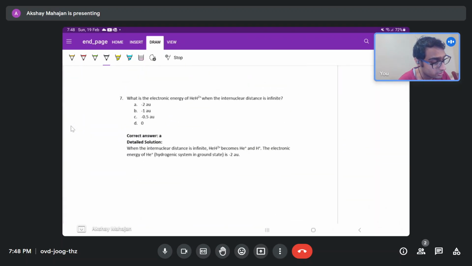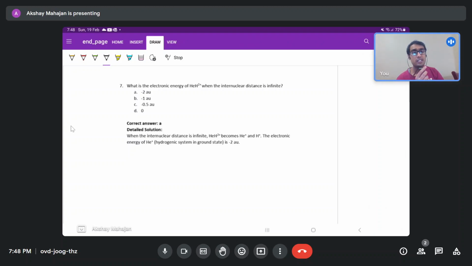Then what is the electron energy of H2 plus when the internuclear distance is infinite? Now as we have seen, as I said in the session, generally when you have this distribution, these are bi-radical distribution. We know that experimentally the distribution will be by bi-radical dissociation. So if we have this kind of dissociation, this will dissociate into He plus, like in the case of H2 molecule also we have this bi-radical dissociation.